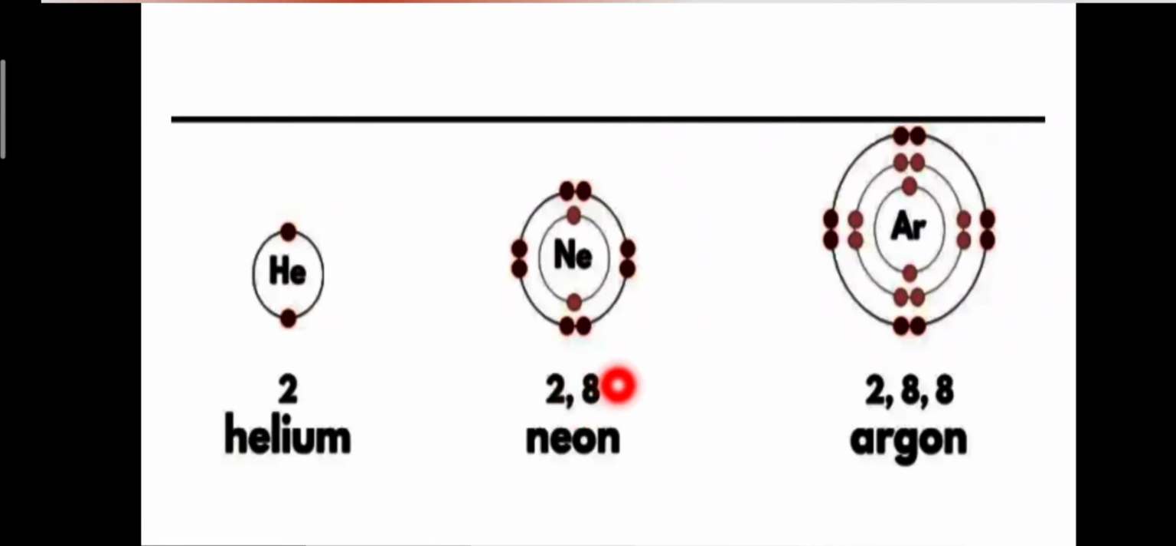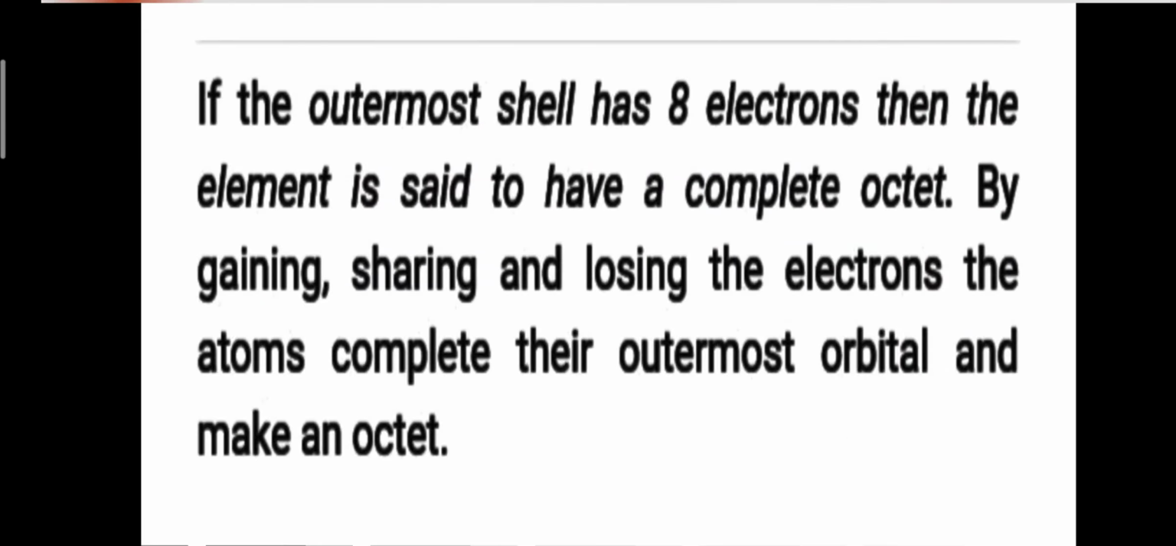This is neon, K2L8. This is argon, K2L8M8. These are the noble gases. If the outermost shell has 8 electrons, then the element is said to have a complete octet. By gaining, sharing and losing electrons, atoms complete their outermost orbital and make an octet.